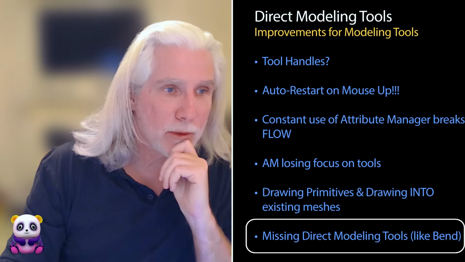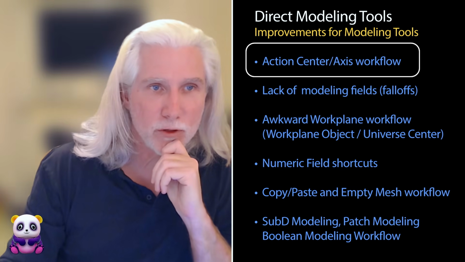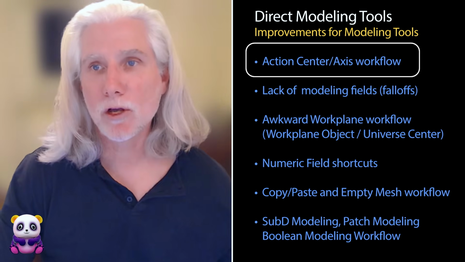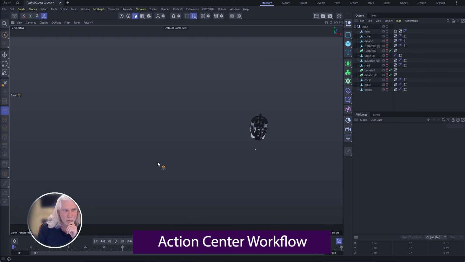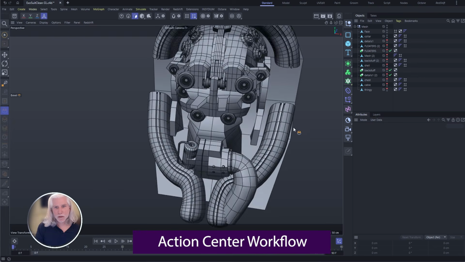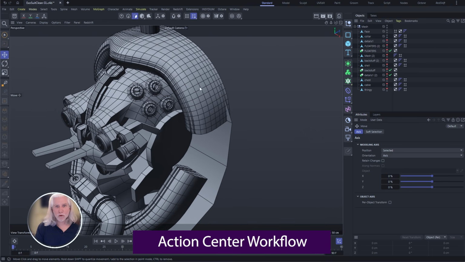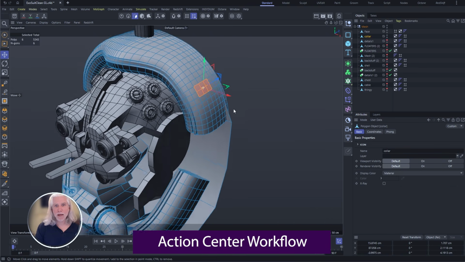Let's look at this other page here. Action Center and Axis Workflow. Okay, this is actually a fairly easy one. And I was actually kind of shocked to see that these existed in Cinema4D. So Action Centers and Action Axes are essentially you're just telling the tool where you want the tool handle to be and how you want the tool handle to be aligned, right?